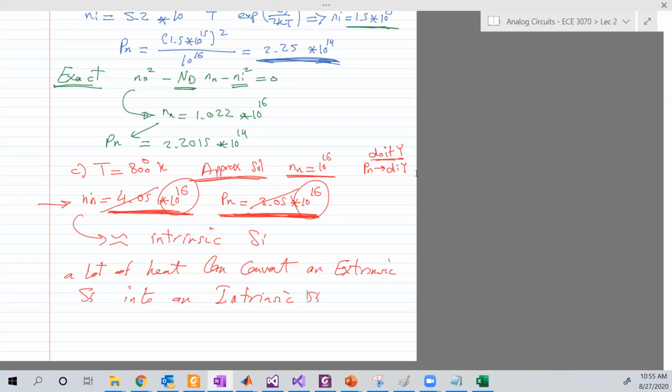Yes. But just a caveat here: the n_i, the intrinsic concentration, changes with temperature. So don't plug in 10 to the power 10 each time. You need to recalculate it at each temperature, if the temperature changes. It's only 10 to the power 10 at T equal to 300 degrees Kelvin. Okay?